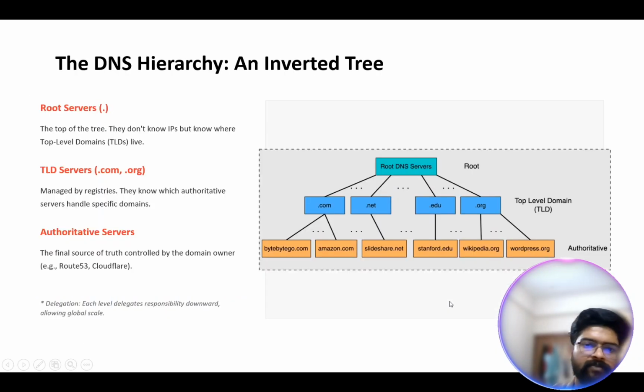And this invented the DNS hierarchy. It is an inverted tree. Inverted tree means it is going downward. So it has three layers. The first layer is the root server, the second layer is the TLD server, and the third layer is the authoritative server. So we will learn about all of this.